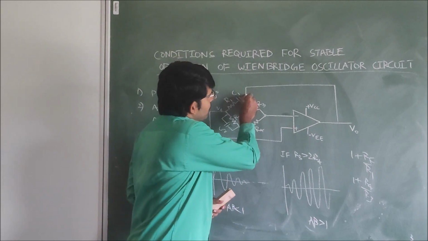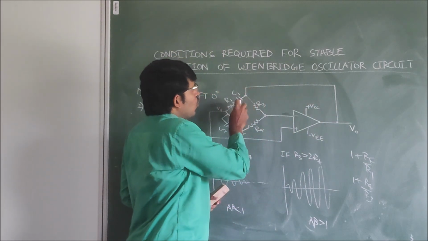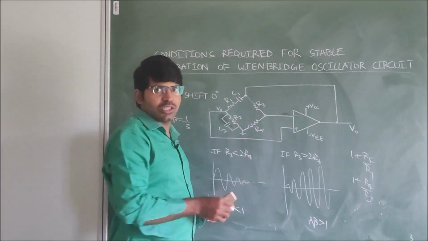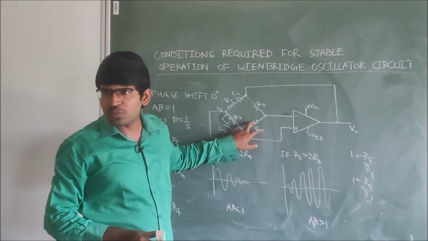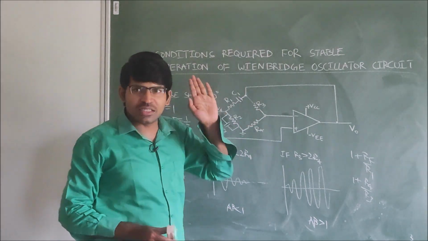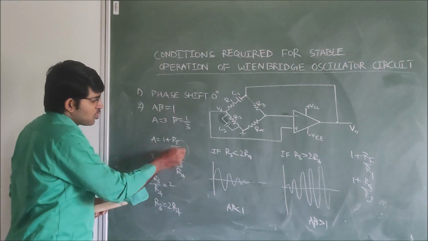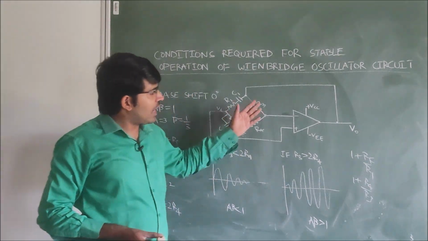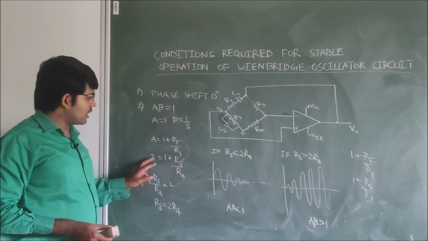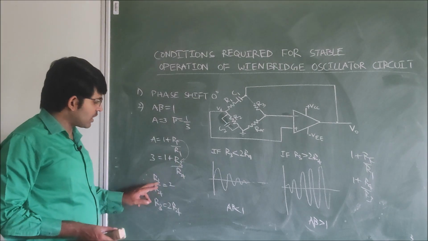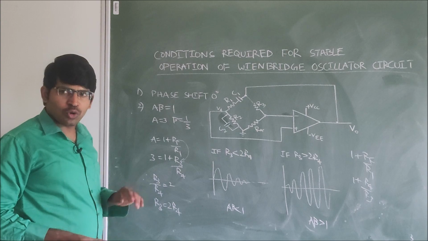See here, from the output, we have connected only to this branch and to this branch. There is no direct connection from output to R4. So the feedback resistor is R3 only. So in place of the feedback resistor, I write R3, and A is 1 plus R3 by R4. When 3 is equal to 1 plus R3 by R4, then R3 by R4 is equal to 2. We have to maintain R3 equal to 2R4.